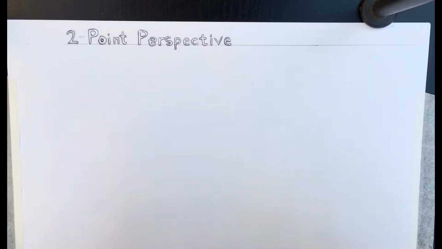Hi guys, we're going to have a go at drawing some perspective drawing today. We're going to do something called 2-point perspective drawing, which is for drawing objects in perspective edge on, which is going to become clear later on.